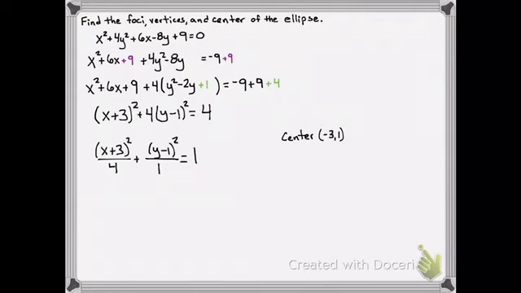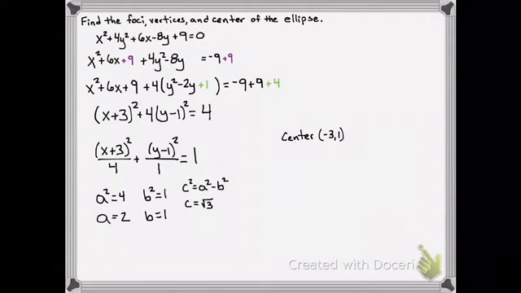Next, vertices and foci. Well, I need to find a and b, and that's no big deal. Remember, 4 is a squared, so if a squared equals 4, that tells me that a is 2. I'm going to need b, so I'm going to go ahead and get that right now. B squared is equal to 1, so that means that b is also equal to 1. Remember our formula for c. C squared is equal to a squared minus b squared. And so if we plug those values in, we get c is equal to the square root of 3. All that information will then get us everything that we need.